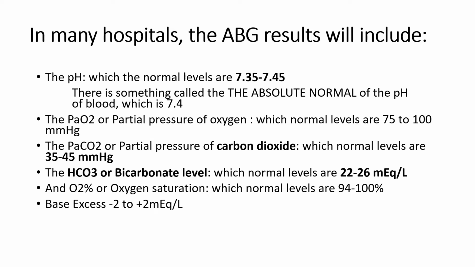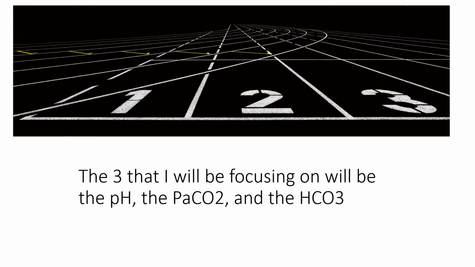And last but not least, the anion gap. Normal is 10 to 15 milliequivalents. It actually measures the positive cations, the sodium and potassium, and subtracts the negative anions, the chloride and bicarbonate. The three that I will be focusing on will be the pH, the PaCO2, and the HCO3.